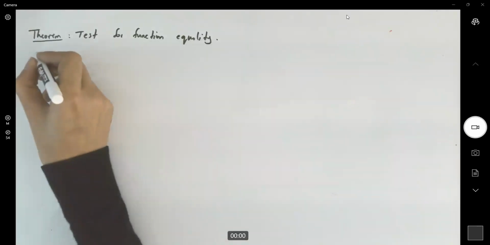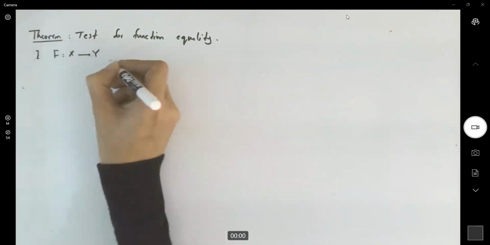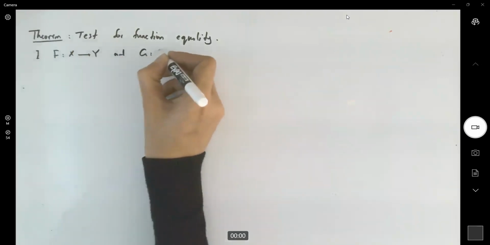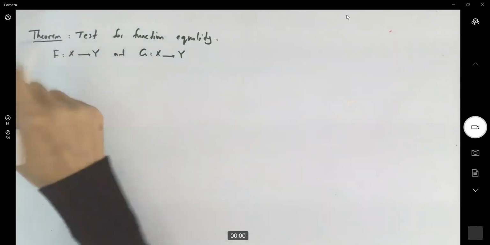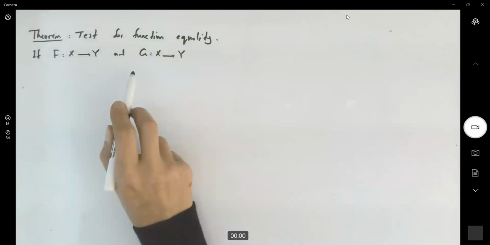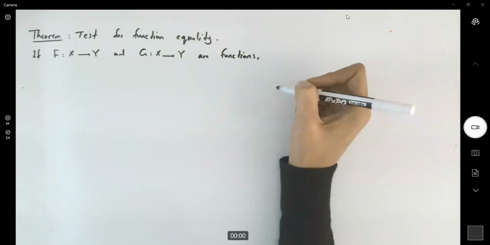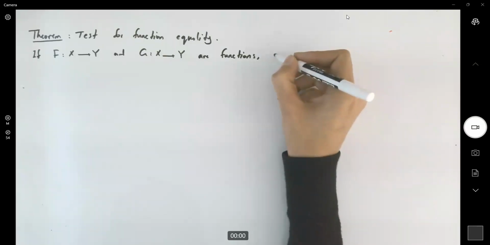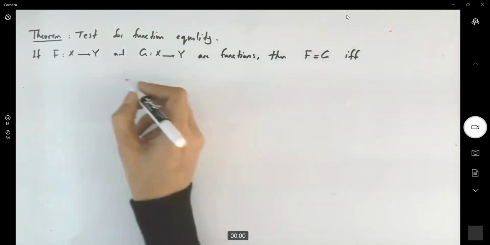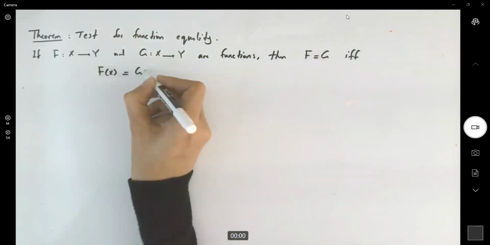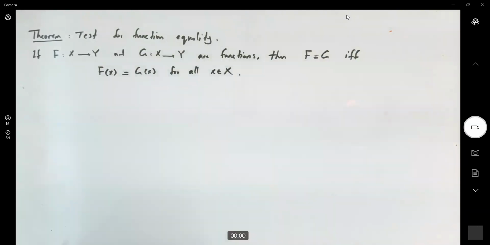Test for function equality. If f is a function that maps x to y, and g is another function that maps x to y, we say that these two functions are equal to each other if and only if f is equal to g if and only if f of x is equal to g of x for all x values in the domain x.